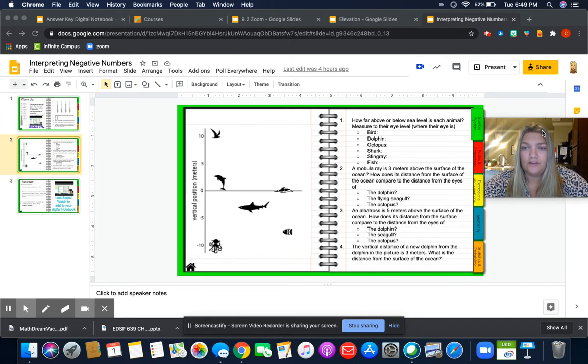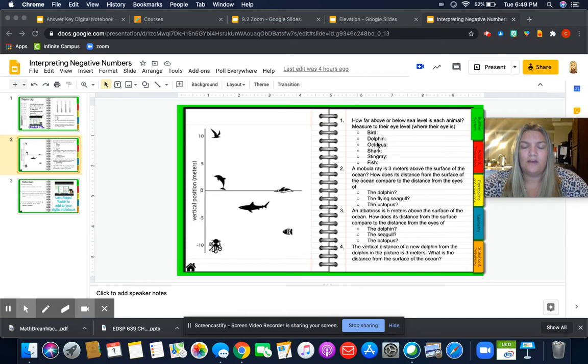The first question is asking how far above or below sea level each animal is, and we want to measure to their eye level. On this graph, we have this vertical position up here, that is for sea level. Sea level is at 0. Above sea level has positive numbers, and below sea level has negative numbers.